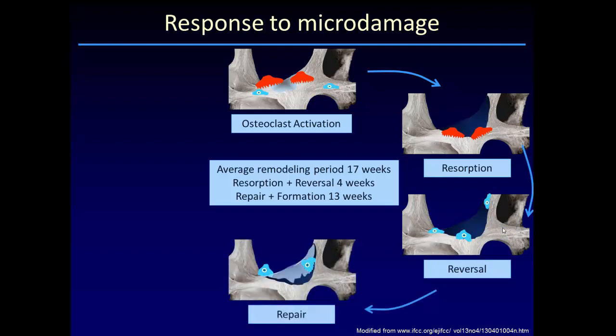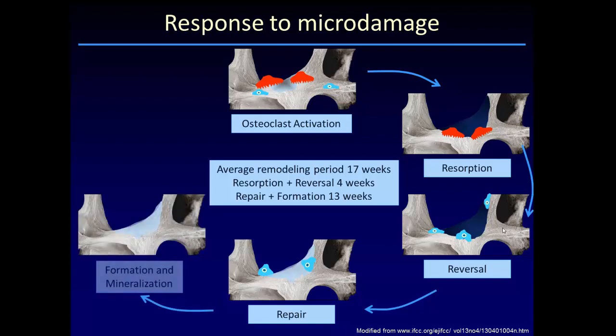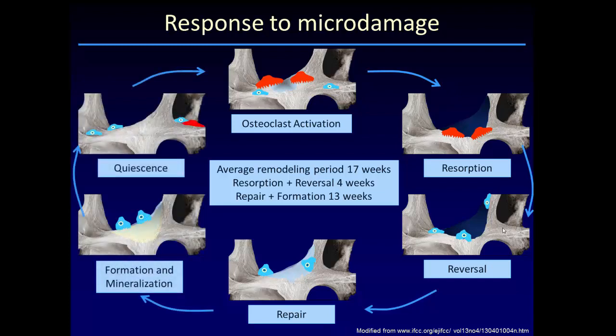Once the bone is resorbed, the osteoclasts become non-functional. The osteoblasts get to work and start to repair, forming bone and then mineralizing it and then becoming quiescent. And it's important for us to understand that this entire remodeling period is much slower than many people think. It takes an average of at least 3 to 4 months before a full cycle is completed.